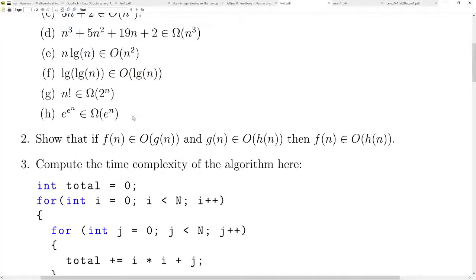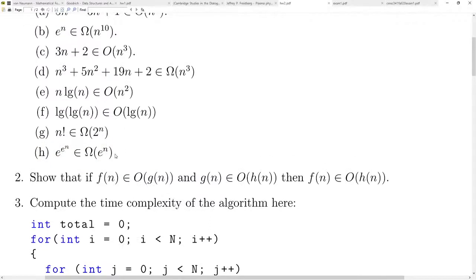For h, that's not necessary. You don't have to take the log of them. I see that some people were doing that, I think, but it's not necessary.